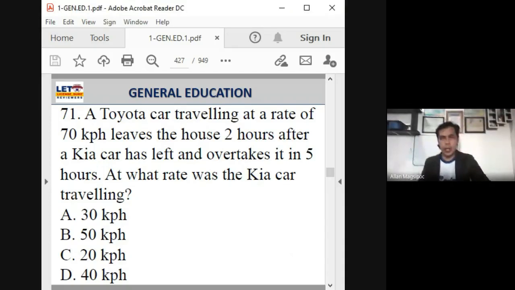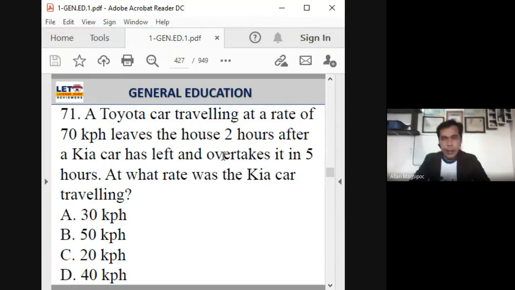A Toyota car traveling at the rate of 70 kilometers per hour leaves the house of Bonilas 2 hours after a Kia car has left. So dalawang cars dito, may Toyota, may Kia. And overtakes it in 5 hours. At what rate was the Kia car traveling? So para pares lang answer. Okay?